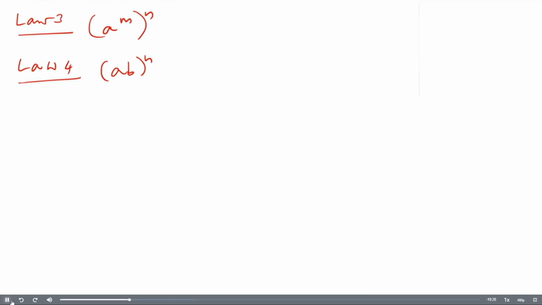Now let me move on to law 3. a to the power m, whole to the power n. ab to the power n is equal to a to the power n into b to the power n. Okay.